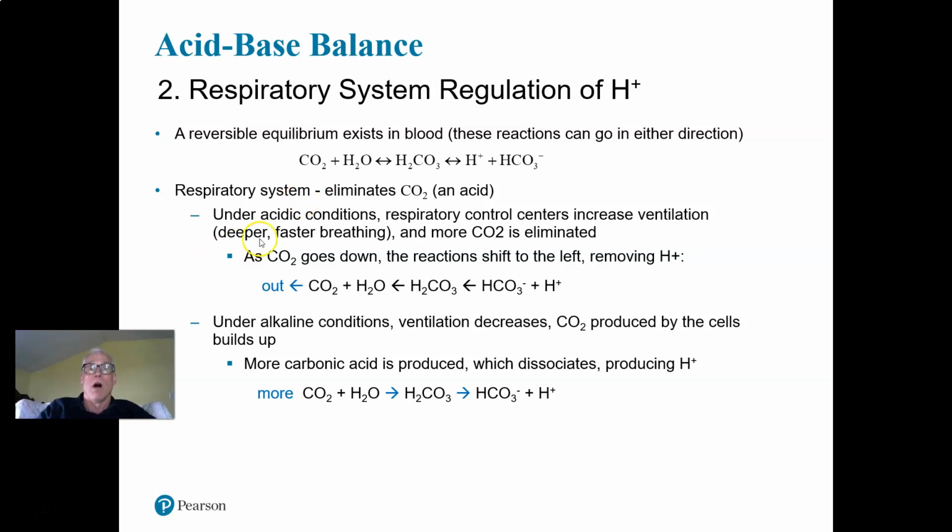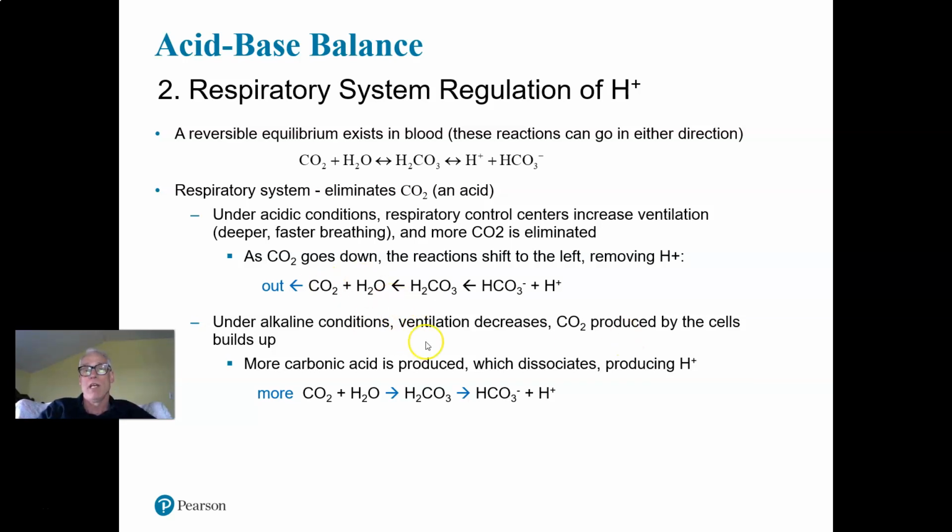So, under acidic conditions, the respiratory control centers will increase the ventilation rate, and that will cause CO2 to go down. We're going to blow off or breathe out more CO2, so we can think of this part of the series of reactions as going down or disappearing, and that pulls the reactions to the left. If we take away this product, that's going to essentially create an empty spot, which will drag these reactions to the left, and will use up some hydrogen ions, producing more carbonic acid. And so increasing ventilation rate increases pH, gets rid of hydrogen ions.